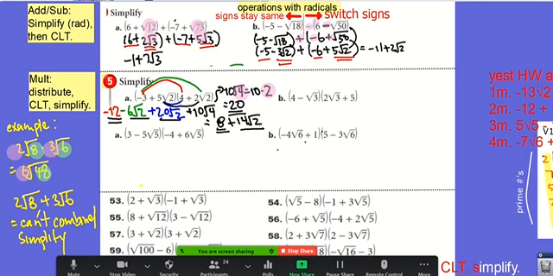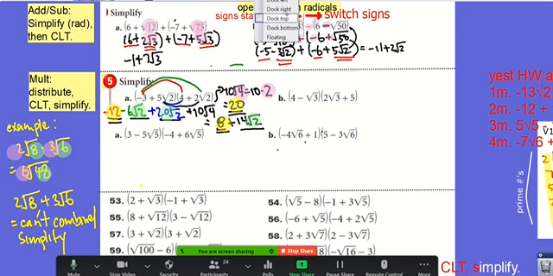Just in case the underlines are confusing you guys, look at how the yellow combines to 8 and look at how the green combines to 14 root 2. I'm going to do one more for you guys. I'm going to do B on the top right.